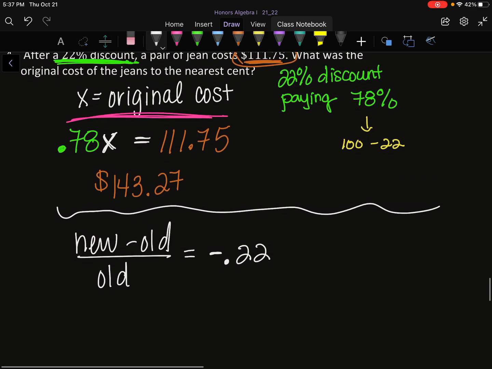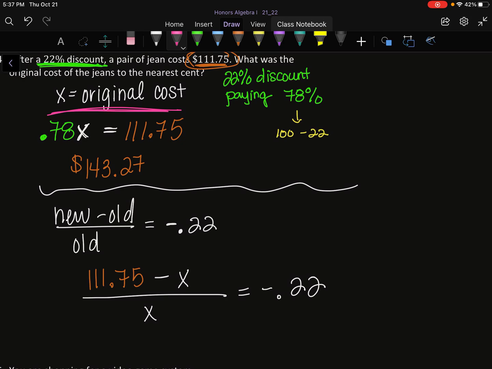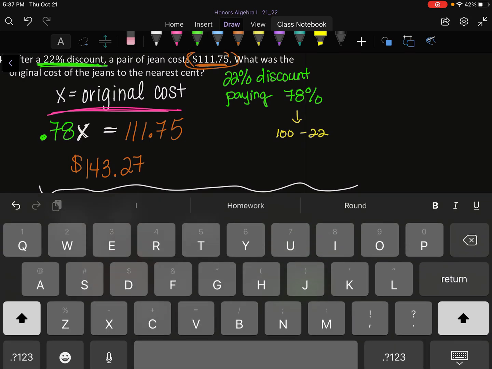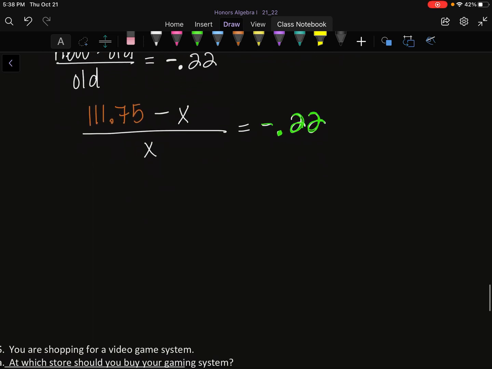So let's see how this goes. The new price is $111.75 minus my old over my old equals that negative 22%, because that was a discount, a decrease. Okay? First step there would be to multiply both sides by x.